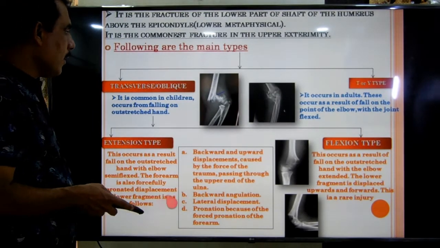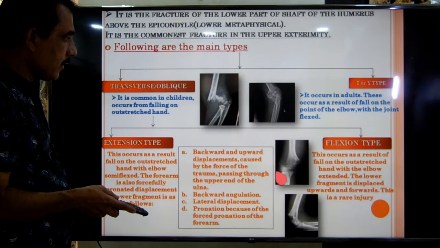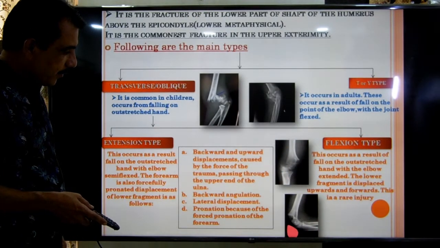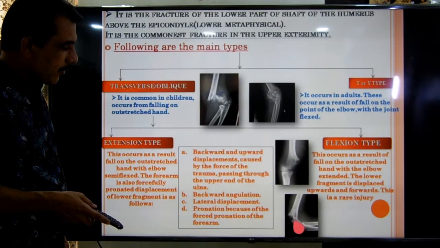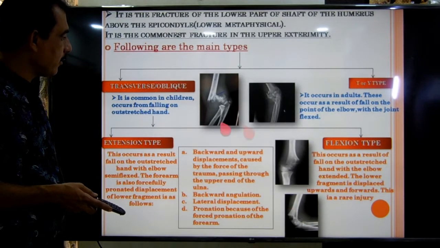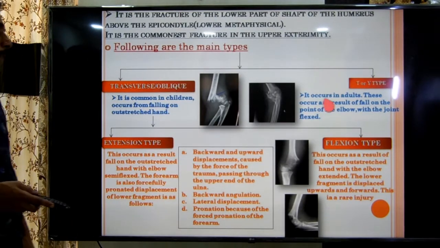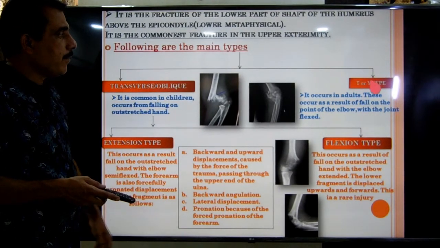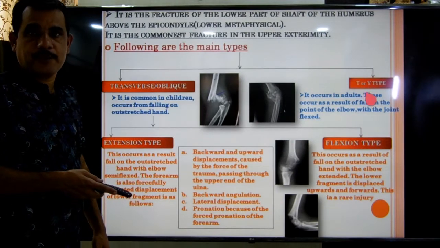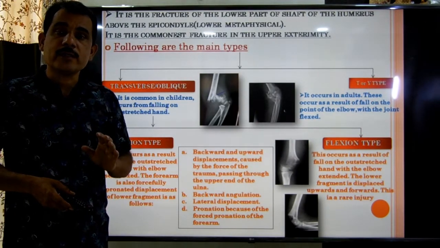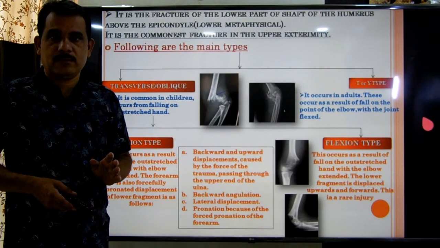Now this is a flexion type of fracture. See, here after the displacement the elbow remains flexed, and here the elbow remains extended. So this is a transverse fracture. Then the second main type is the T or Y fracture. This type of fracture occurs in adults.